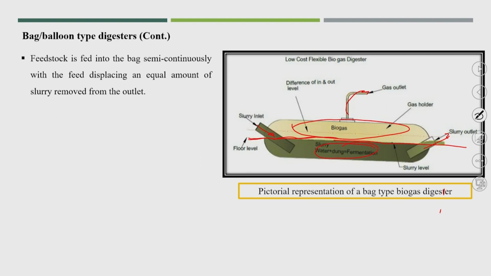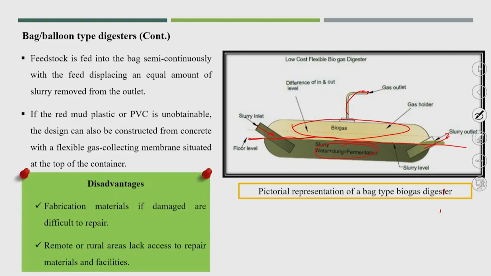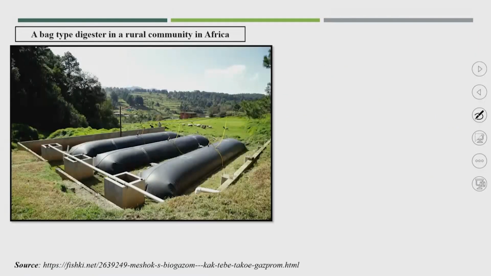Feedstock is fed into the bag semi-continuously, with the feed displacing an equal amount of slurry removed from the outlet. If the red mud plastic or PVC is unobtainable, the design can also be constructed from concrete with a flexible gas collecting membrane situated at the top of the container, but that is also difficult. The disadvantage is that fabrication material, if damaged, is difficult to repair, and remote or rural areas lack access to repair material and facilities. So, you can see the balloons.